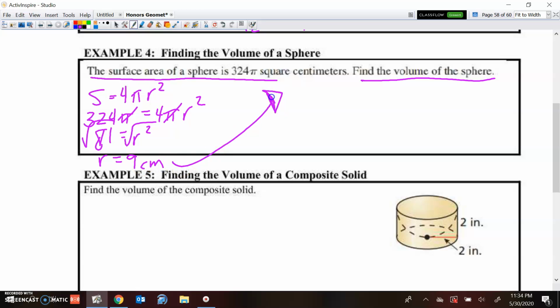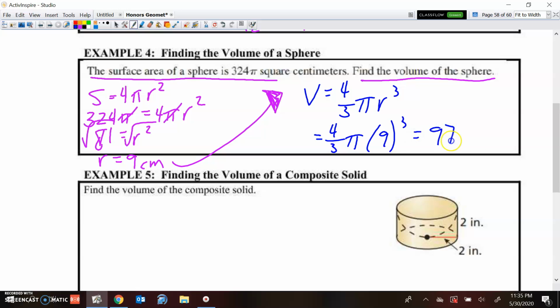Now I'm going to use this when I do my volume formula, which we just saw is 4/3 pi r cubed. Okay, so 4/3 pi times 9 cubed. 9 cubed is 729. Multiplying that by 4/3, I'm going to get an answer of 972 pi centimeters cubed, or 3,053.63 centimeters cubed. And that's what we have. Okay? All right, 2 more problems.